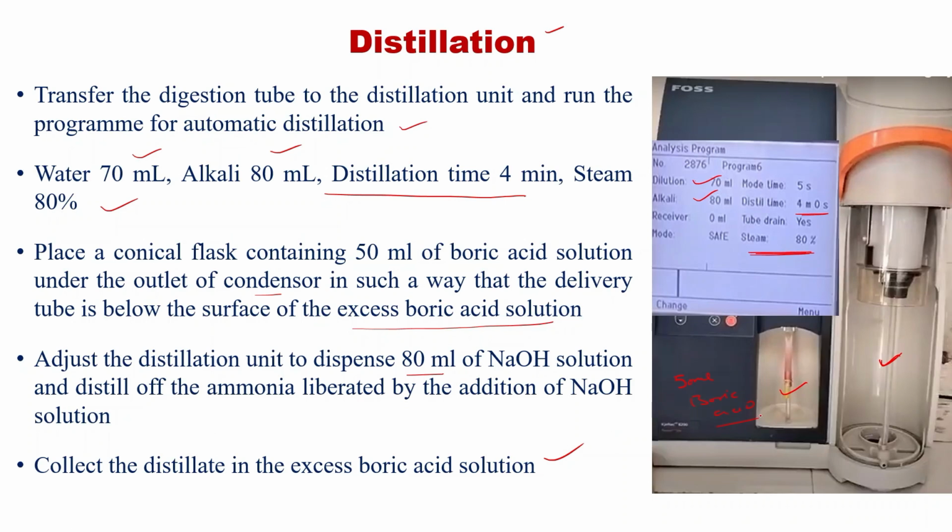You will see that once the distillation is completed after 4 minutes, around 150 ml of the solution will be collected in the conical flask, and the color will change to green because ammonia is entrapped, and the indicator will change the color to green because the pH will increase to around 8.